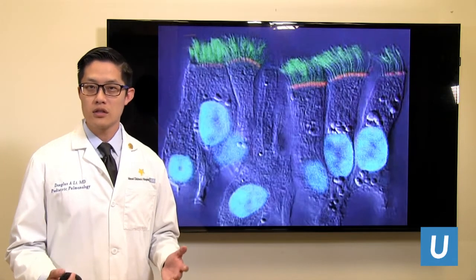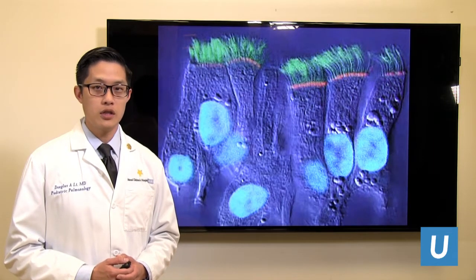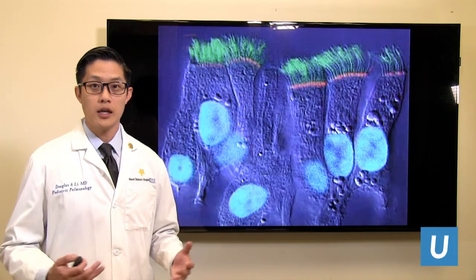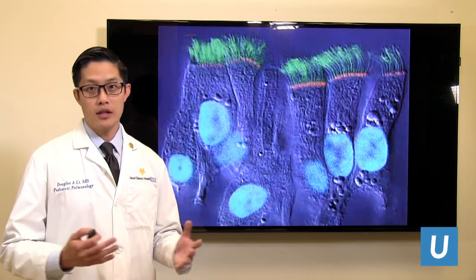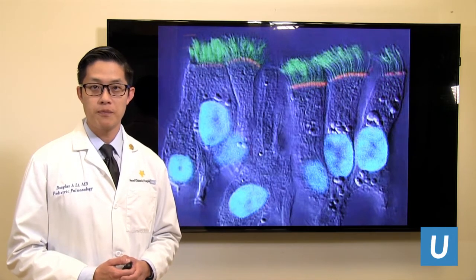So what exactly is cystic fibrosis and what causes it? CF is caused by an ion channel defect. This ion channel is located in the lungs and also throughout the body. Its main function is to move chloride into the airways in the lung.